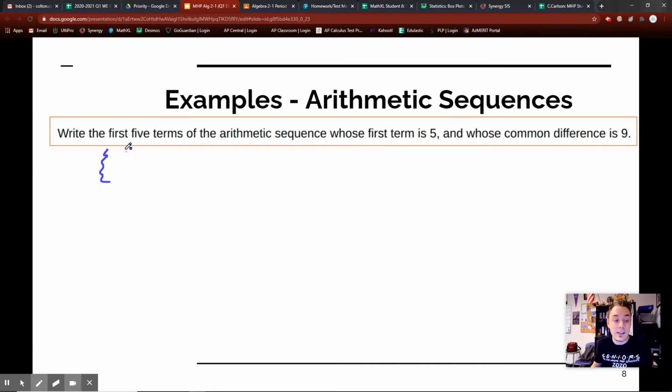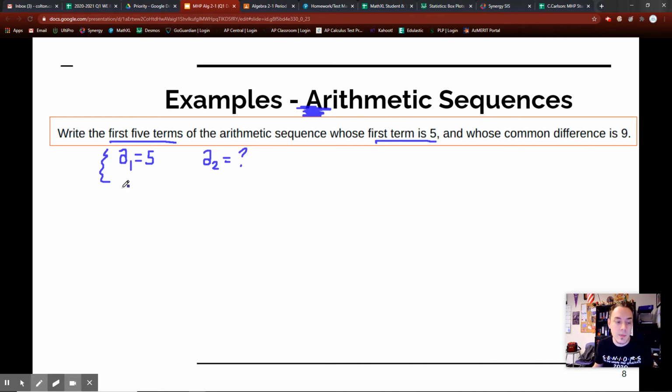So when I say the first 5 terms whose first term is 5, I'm going to signify the first term by saying A sub 1 equals 5. That's my A, and this 1 is because it's the first term, and it equals 5. So A sub 1, or A1 for short, equals 5, like A1 steak sauce. What we want to know is this: what is A sub 2?